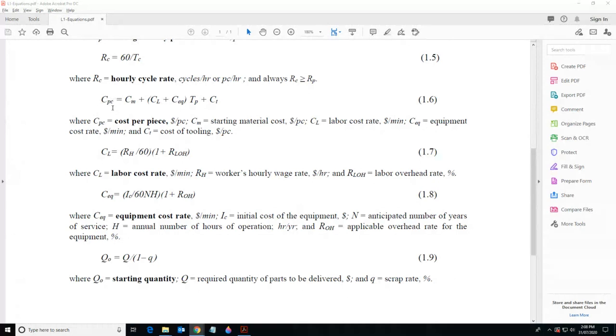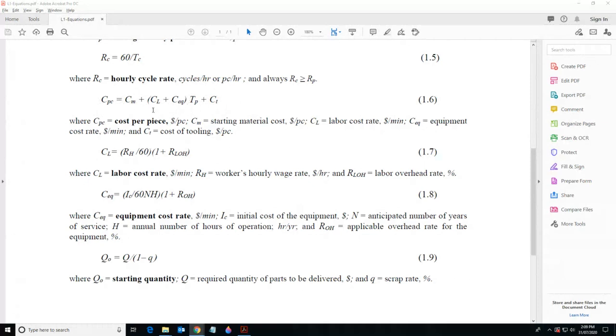So the cost of manufacturing of one piece or one unit of the product is referred to as CPC, and that is equal to a number of components. CM represents the cost of the raw material. We purchase the raw material at a certain cost. It is referred to by CM. At the end of the equation, we've got CT, and that is the cost of tooling, how much we are paying for buying the cutting tool in order to cut the material.